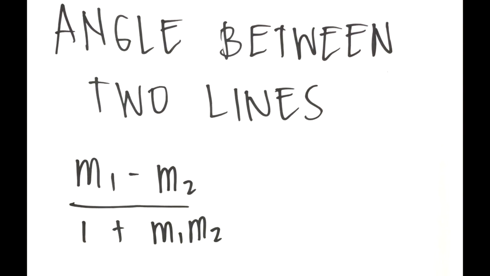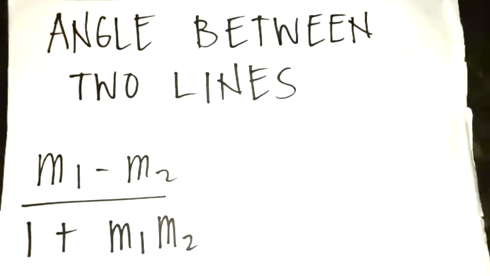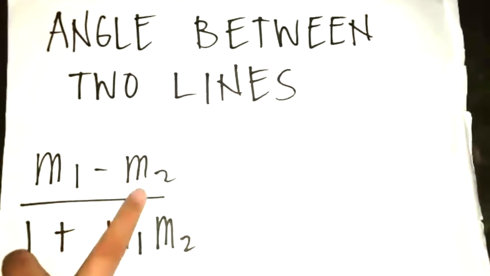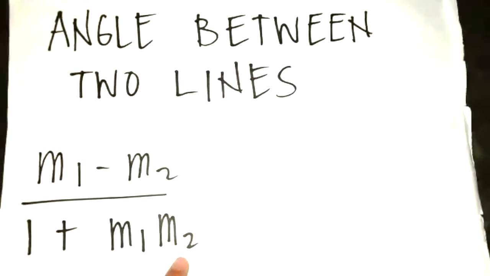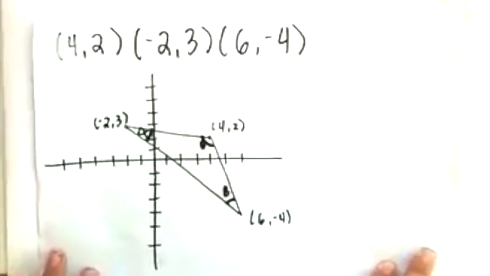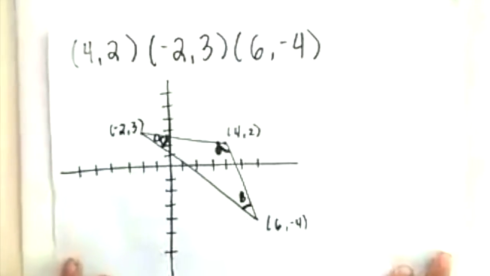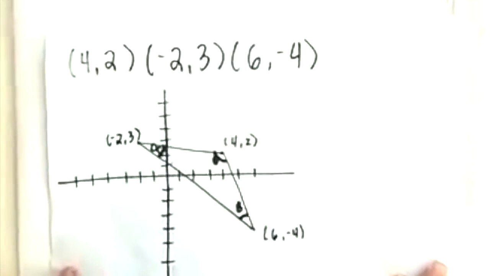Angle between two lines. In getting the angles alpha, beta, theta, you have to solve it using the formula m sub 1 minus m sub 2 over 1 plus m sub 1 times m sub 2. Here is the example. Find the measurement of the angles of a triangle with the vertices of (4, 2), (2, negative 2), (3, 6), (negative 4).